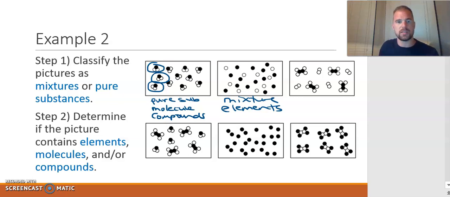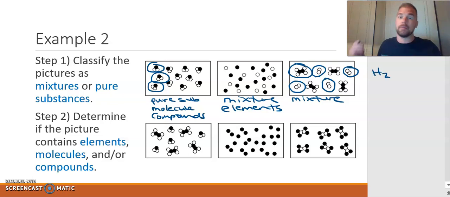Finally, in this third one, this will be the last one we do together. If I take a look at this picture, this is definitely a mixture. I can see that there's 2 different types of particles in here. There's the bigger particles and then these smaller particles. So it is a mixture. A mixture of what? What's in there? Well, does it contain elements? Yes, it does. These white molecules here represent elements because it's 2 of the same atom bonded together. So maybe, for example, it's the hydrogen molecule, H2, as an example. So it does contain elements.